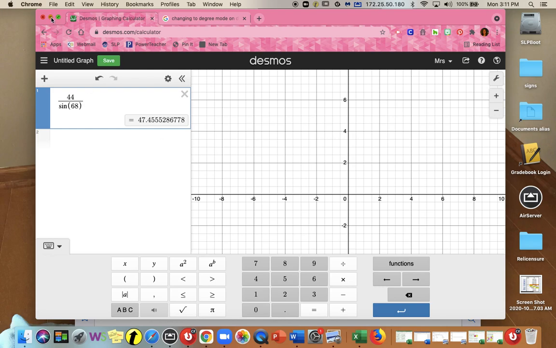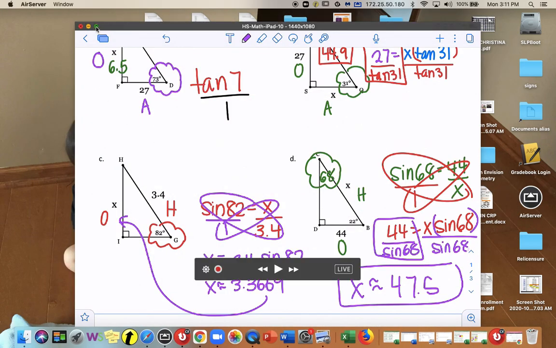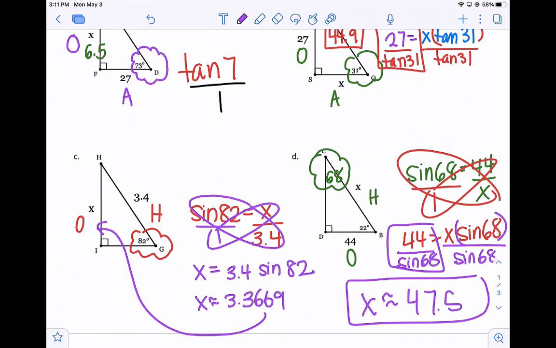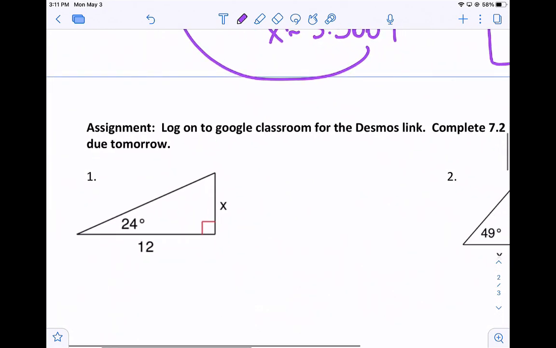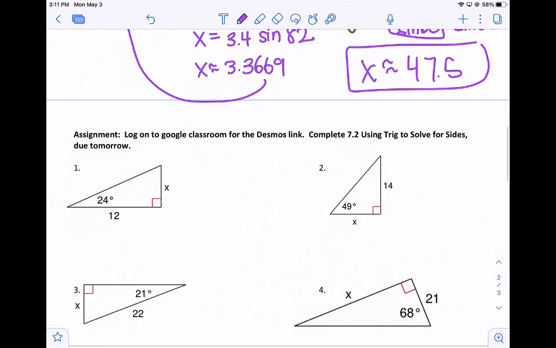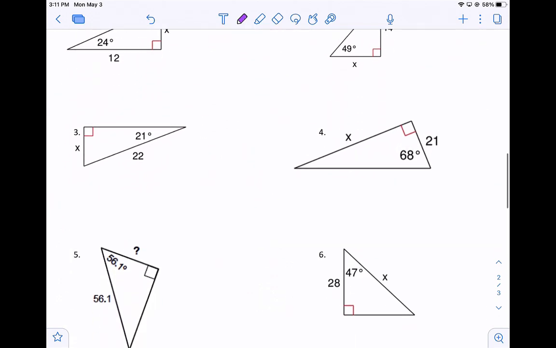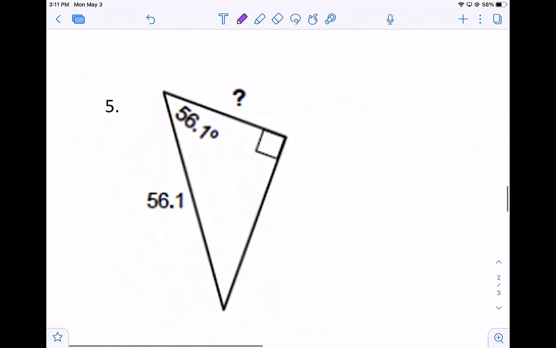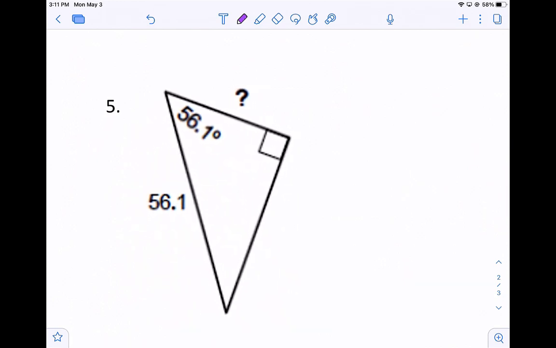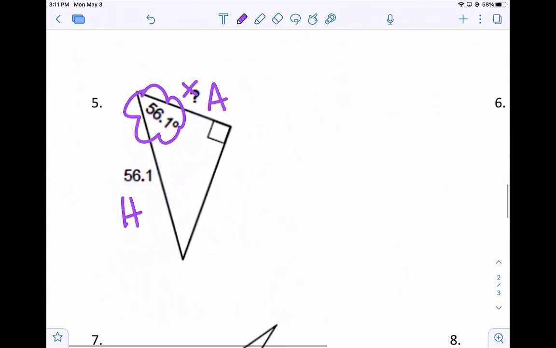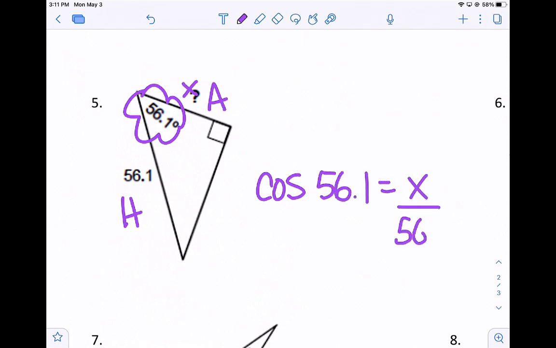Okay, so your assignment then is to practice choosing your angle and your ratio, and then cross multiplying and solving. So let's do maybe one more. I want to choose one where like the angle looks weird. Okay, so like this one looks kind of funny. All right, so number 5 right here, here's my angle, and here's the hypotenuse. It just happens to be the same as the angle, and we want this side, which is the adjacent side, so I'm going to call this x right here. So A and H, that's cosine. Cosine of 56.1 equals the adjacent side over the hypotenuse.